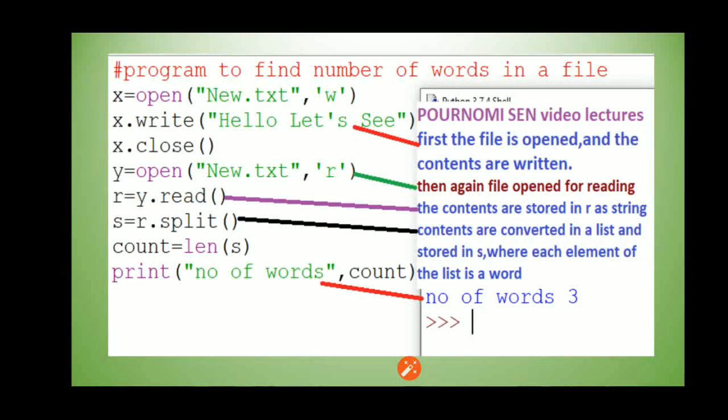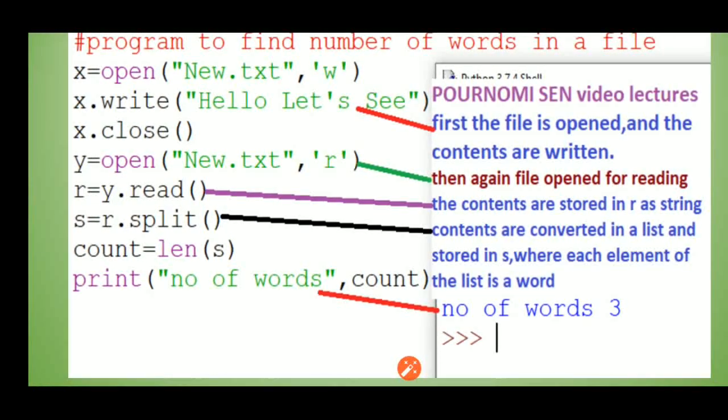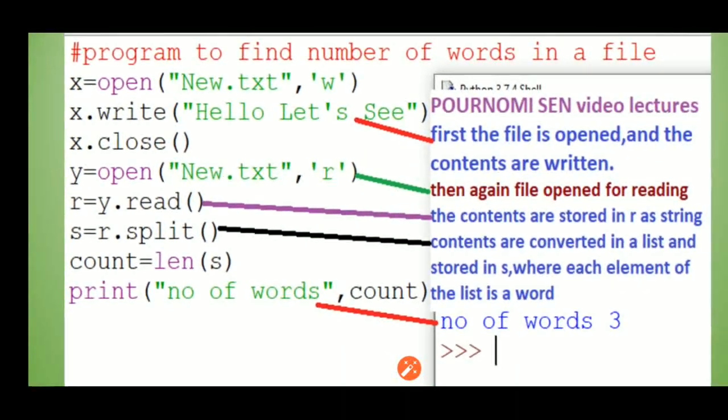Next one, program to find number of words in a file. We know to find out number of words, or to read a file word by word, we need to use read function followed by split function. So that's what we are going to do here. So the same program, first 3 lines we have not changed at all. Then y equals to open new.txt r. We are again opening the file for reading.